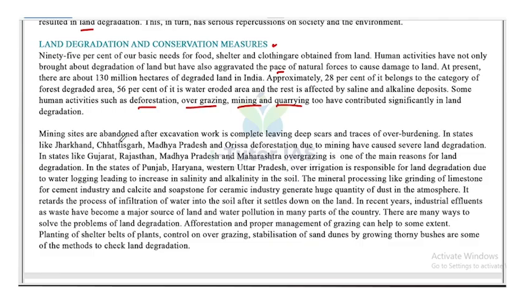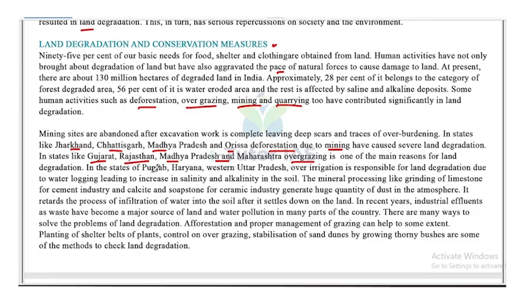Mining sites are abandoned after excavation work is complete, leaving deep scars and traces of overburdening. In states like Jharkhand, Chhattisgarh, Madhya Pradesh and Orissa, deforestation due to mining has caused severe land degradation. In states like Gujarat, Rajasthan, Madhya Pradesh and Maharashtra, overgrazing is one of the main reasons for land degradation. So here mining and here the overgrazing.